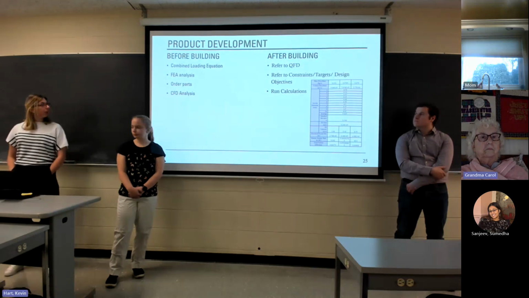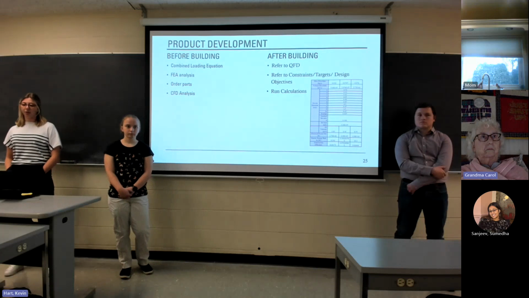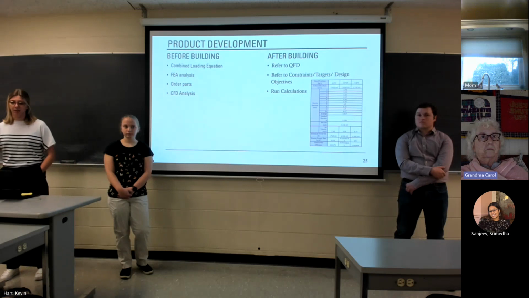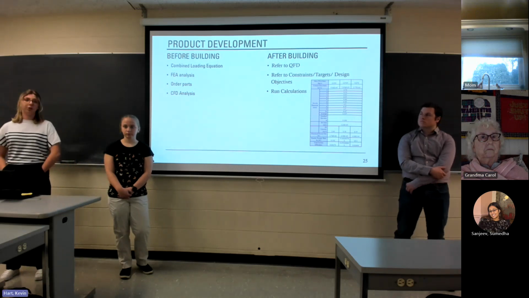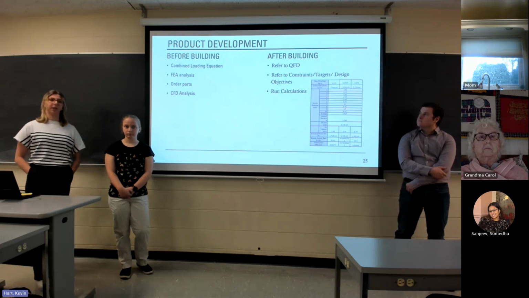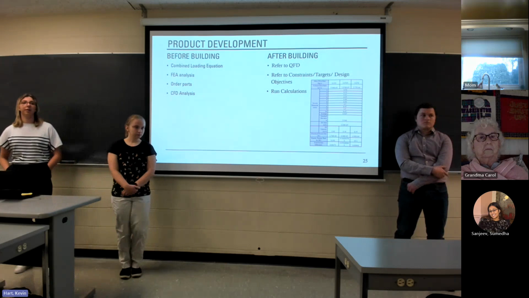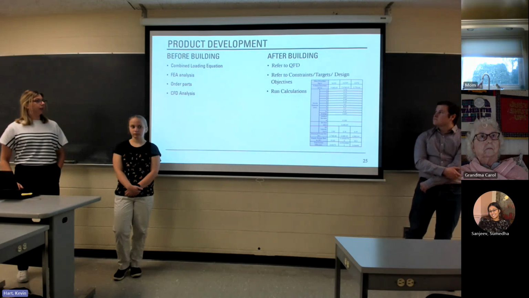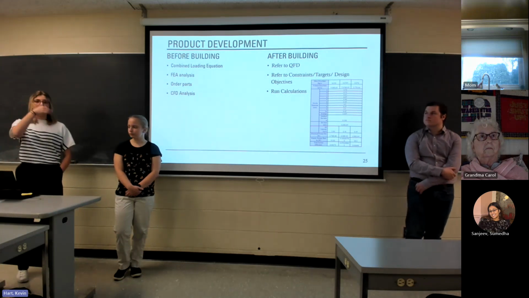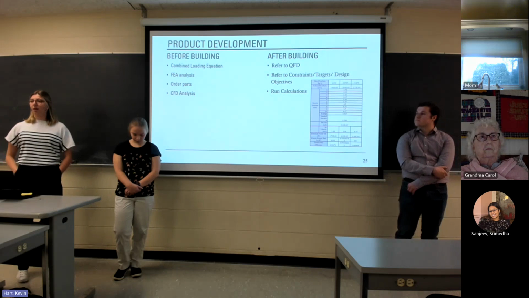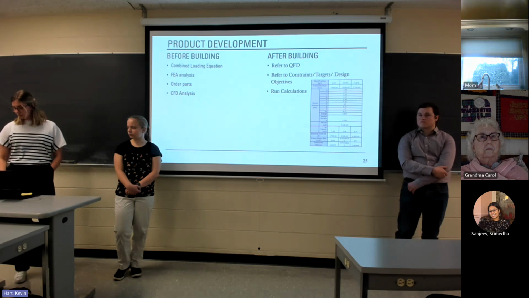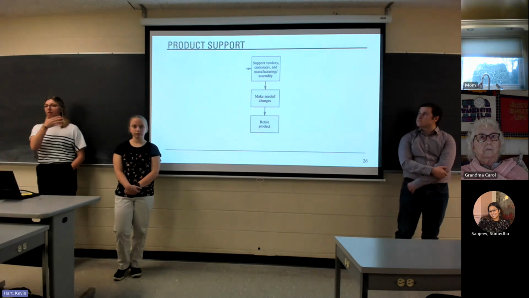So for next term, before we start building, we're gonna do some combined loading equations, an FEA analysis, we're gonna order our parts, and then do a CFD analysis. After building, we're gonna refer back to the QFD, the constraints, the targets, and the design objectives to make sure everything we have so far is fitting those as needed. And then we're gonna run our calculations based off of evaluating our competition to make sure that the 50% of kinetic energy is put into electrical energy, as well as the efficiency is at the scale that we need it to be, and everything else runs as normal. Then the 5th step is the product support.